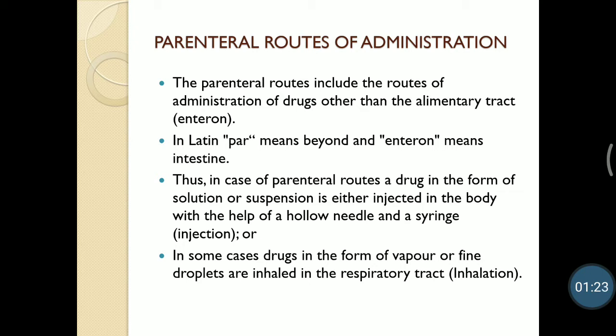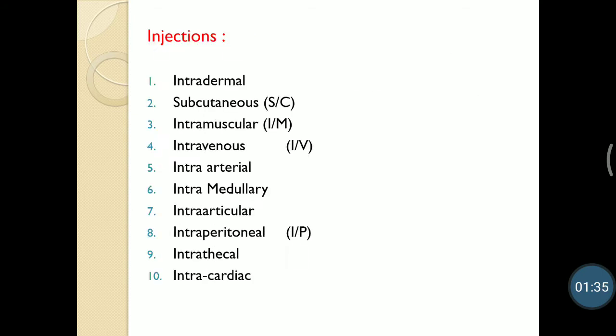So the dosage form may be a solution or suspension or vapors or fine droplets which are placed in inhalers, etc. Next, we have two types of parenteral route in which a drug will be administered either by injection or by inhalation, as we learned in previous lectures.